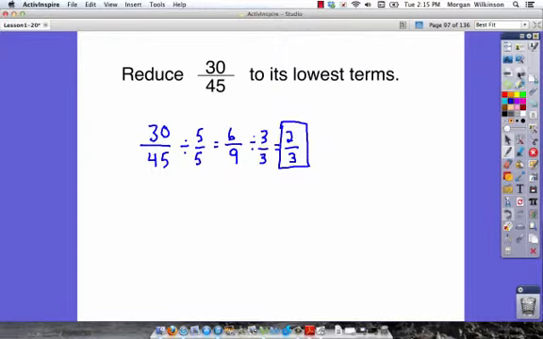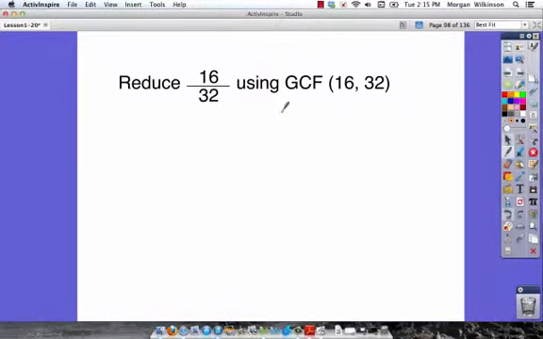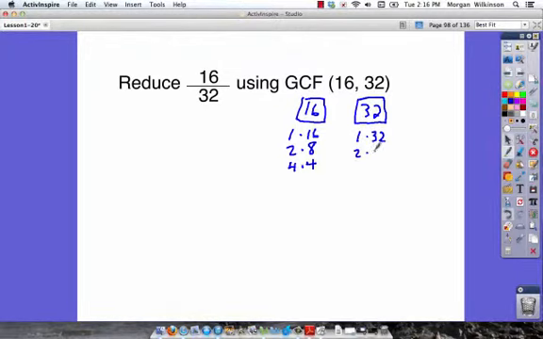We've got one more problem to go. Let's reduce 16/32 using the greatest common factor of 16 and 32. We're looking at those together. Common factors of 16, those would have to be 1 times 16, 2 times 8, and 4 times 4. For 32, remember we've got to find the common factors of both and then look at which one's the greatest. 1 times 32, we've got 2 times 16, we've got 4 times 8, and we've got all of our factors listed out.